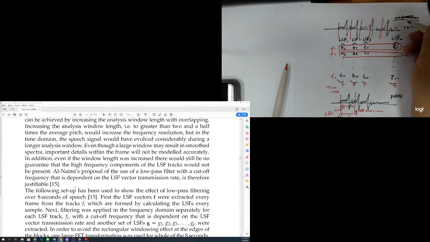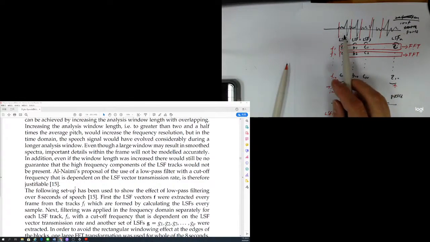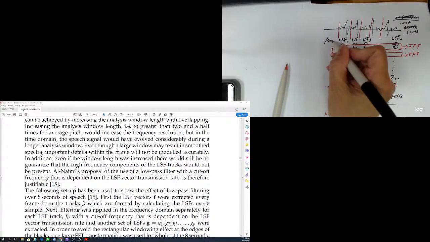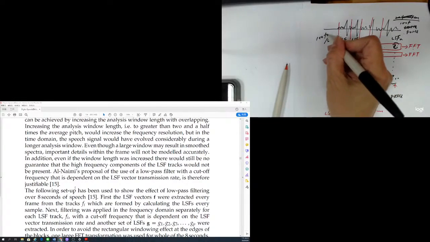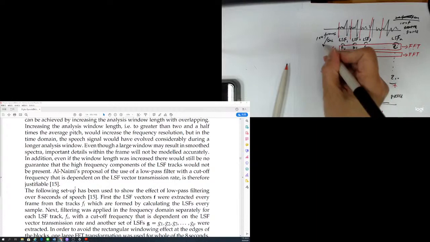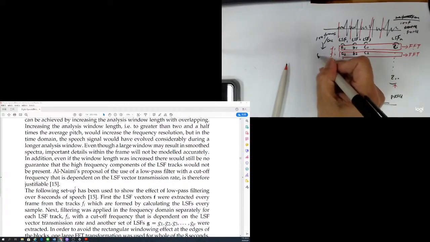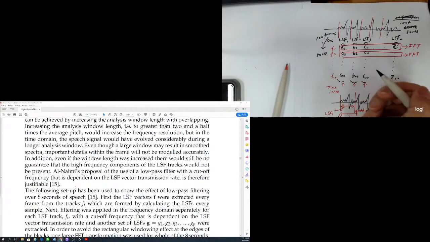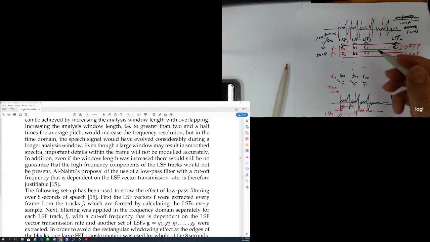If you sample 100 frames per second, you will cover up to 50 hertz, because of sampling theory. Sorry about that, I didn't pay attention.